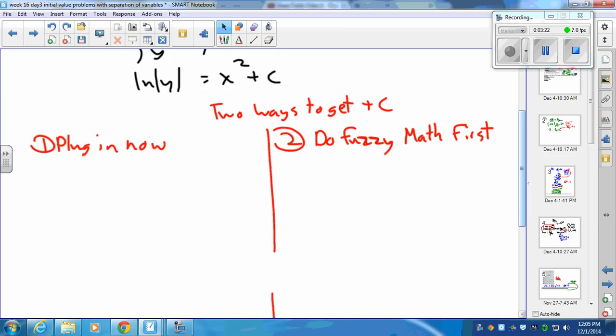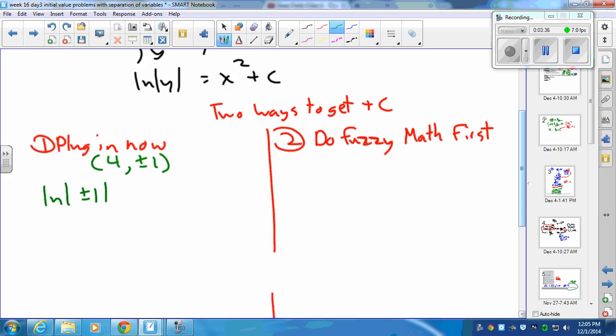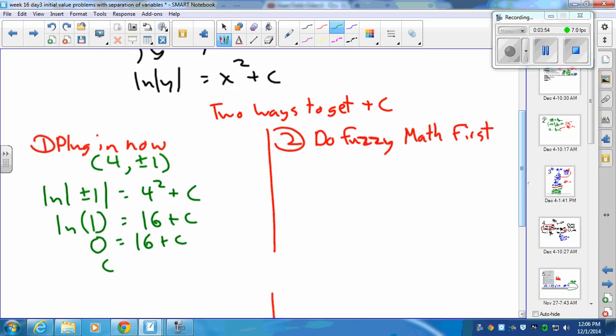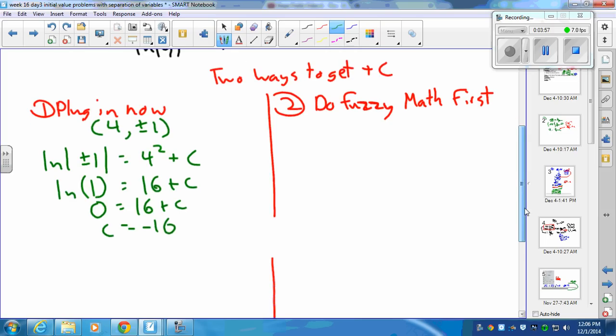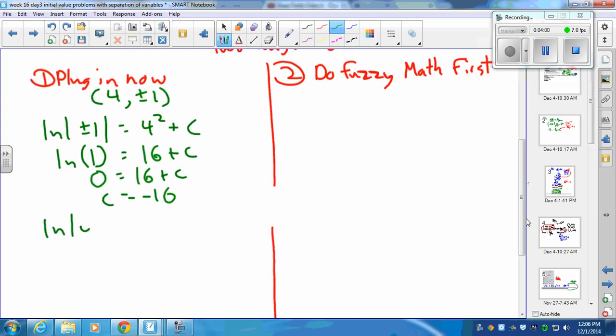Okay, so if I wanted to plug in now, I'm plugging in 4 plus or minus 1, depending on which one I do. You would say ln of plus or minus 1 equals 4 squared plus c. So I got ln of 1, because plus or minus 1 absolute value is just 1, equals 16 plus c. ln of 1 is 0. So I got 16 plus c, and c is negative 16. So my guy would be ln of absolute value y is x squared minus 16.